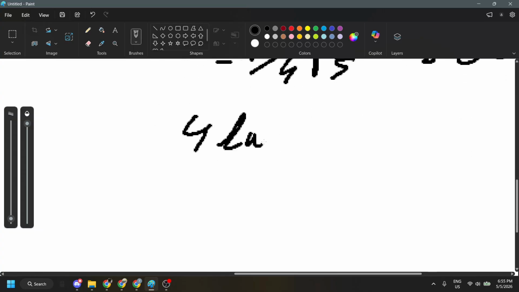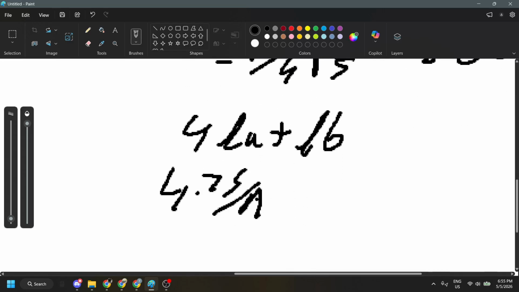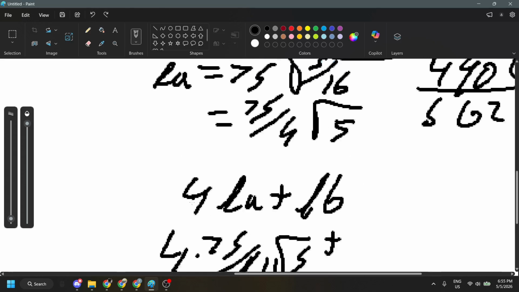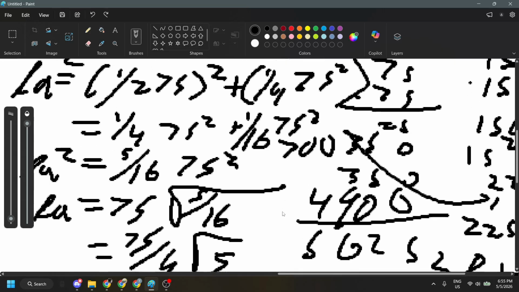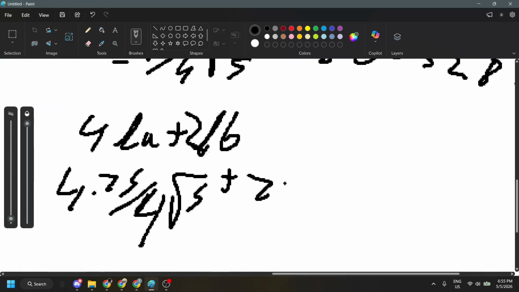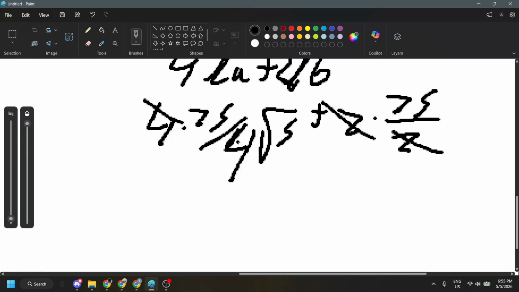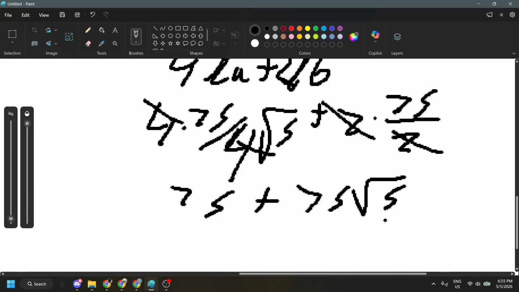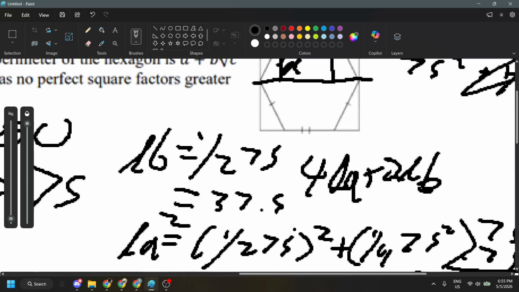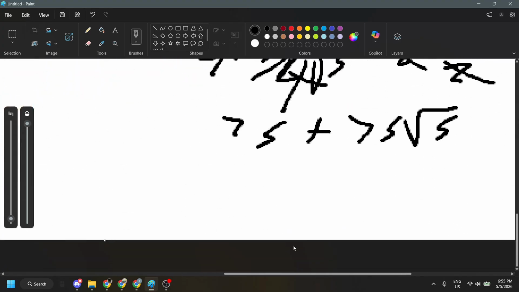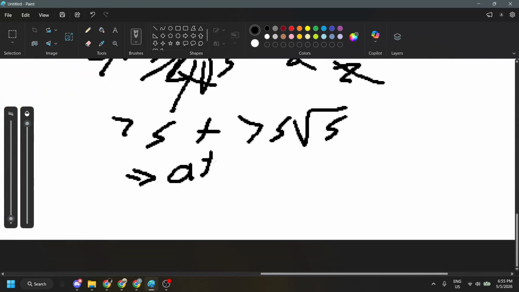So 4LA plus LB is 4 times 75/4 root 5 plus LB, which is 75/2. So we can cross these out. We just get 75 plus 75/5. Okay, I don't really know if this is correct, but let's see. Which makes A plus B plus C equal to 155.